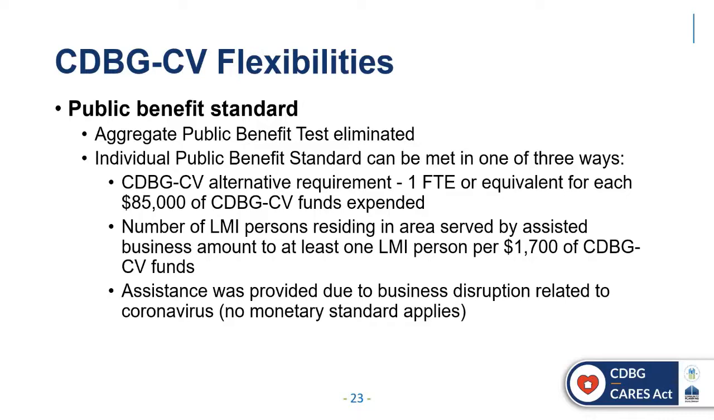So to give an example, if the total population of a business service area is 5,000 persons and 2,000 of those are LMI per verifiable census data, then the maximum amount that could be spent on that project would be 3.4 million. Finally, if you are able to document that the need for assistance was due to the business disruption caused by COVID, that will also suffice. Next slide.